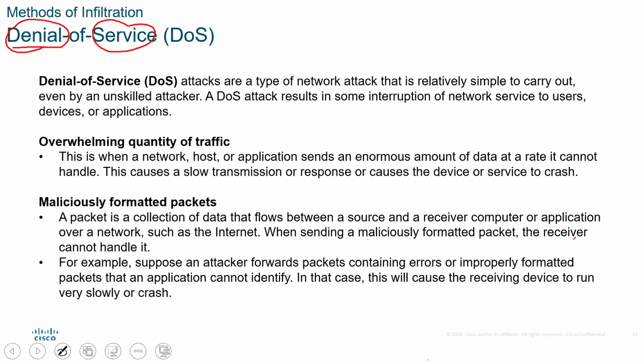Another way is maliciously formatted packets. A packet is a collection of data that flows between a source and a receiver, or an application on a network such as the internet. So when sending a maliciously formatted packet, the receiver cannot even handle it. For example, suppose that an attacker forwards a packet containing an error or an improperly formatted packet that an application cannot identify. In that case, that will cause the receiving device to run very, very slow or even crash.